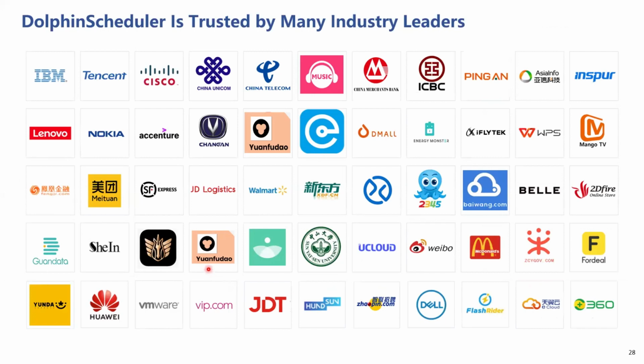For some of our great users, you can see IBM, Tencent, and Cisco. Cisco has a Kubernetes initiative using DolphinScheduler. Also some of the biggest telecom providers and the biggest commercial bank in China use it, and I also heard some companies use DolphinScheduler to do vendor support, to support as many customers as they can.